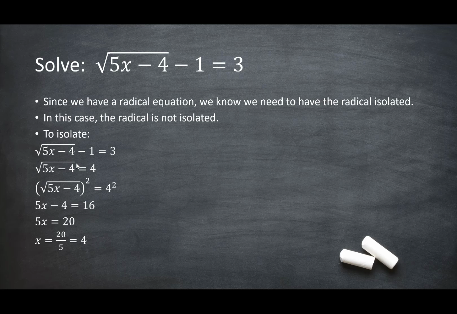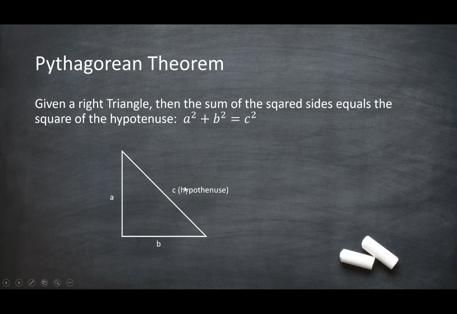So let's go ahead and double check. So substituting our 4 into here, 5 times 4 is 20. 20 minus 4 is 16. Square root of 16 is 4. 4 minus 1 is indeed 3.